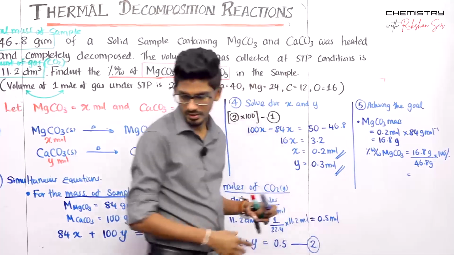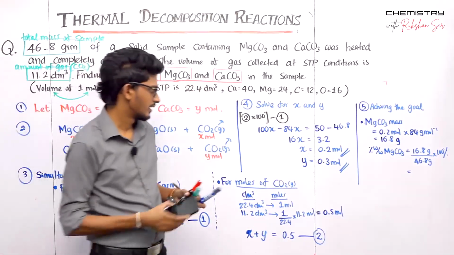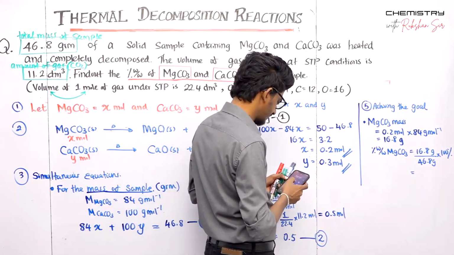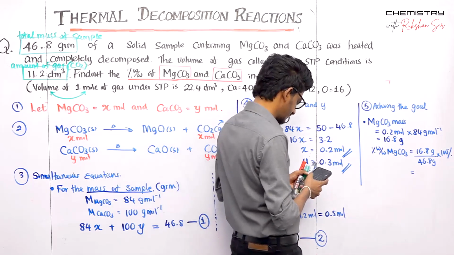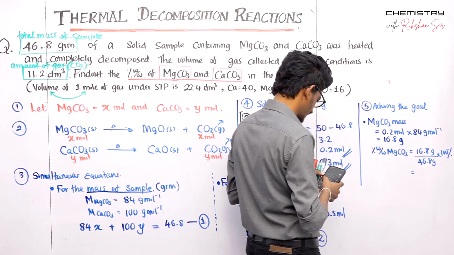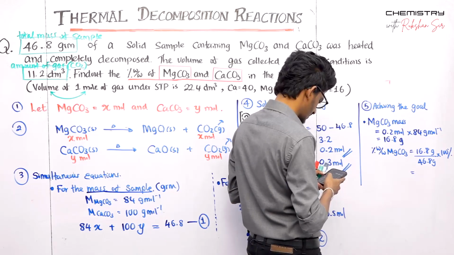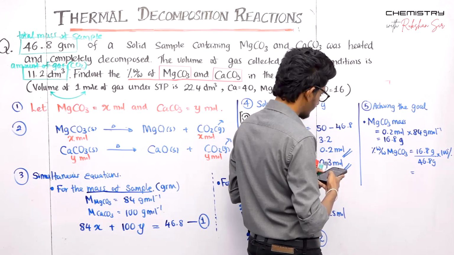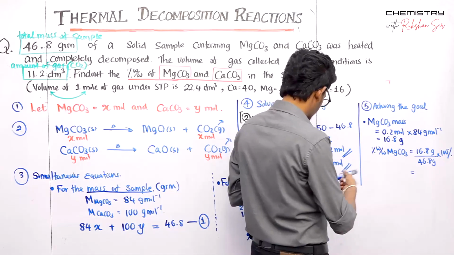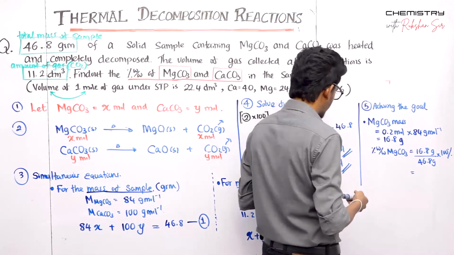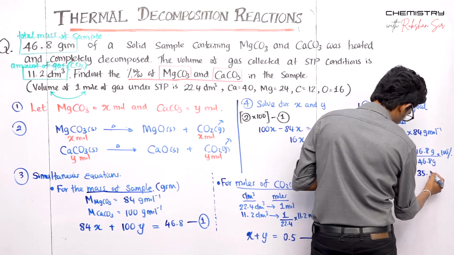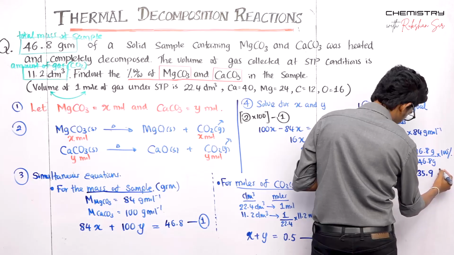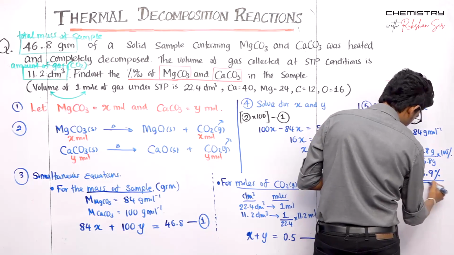So let's do the calculation here: 16.8 divided by 46.8. That will be 35.89 into 100. I'll come with 35.9 as the mass percentage.